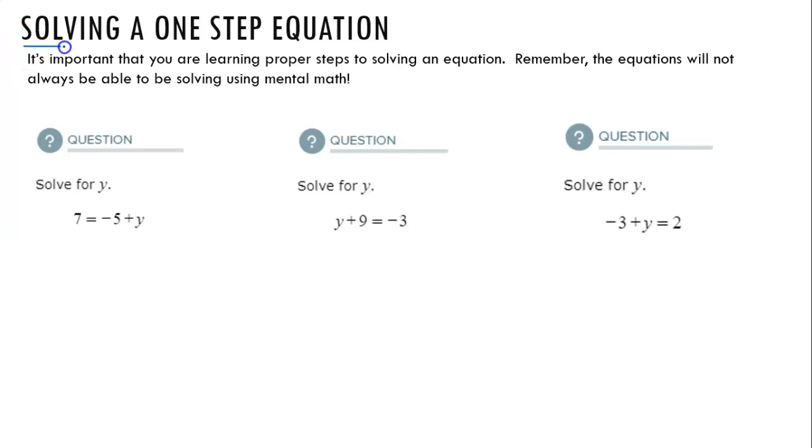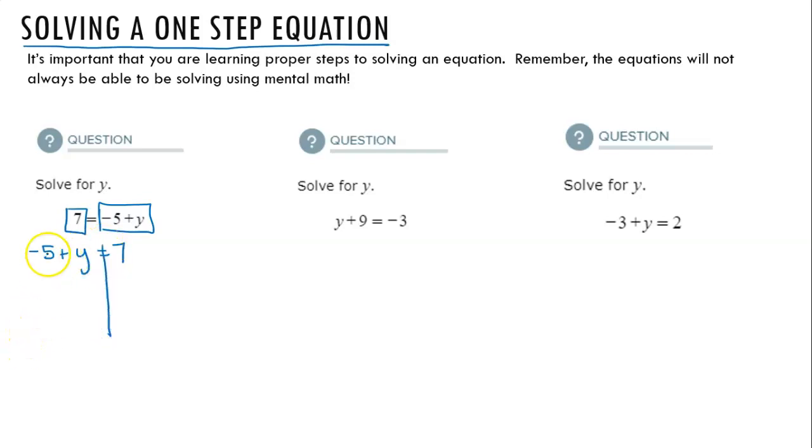You don't need a new topic. We're still under the heading of solving a one-step equation. See if you can figure out what I would do here to switch these around so that we had the y on the left-hand side instead of on the right. Go ahead and do that now. You should have rewritten this as negative 5 plus y equals 7. Notice I didn't change the order of what was in the boxes.